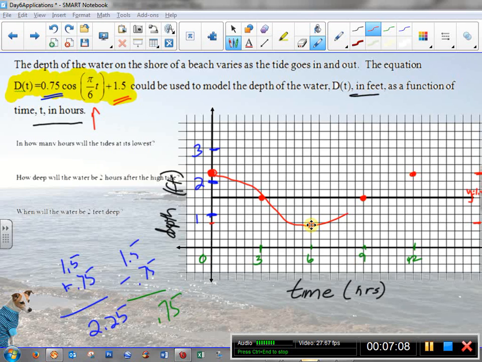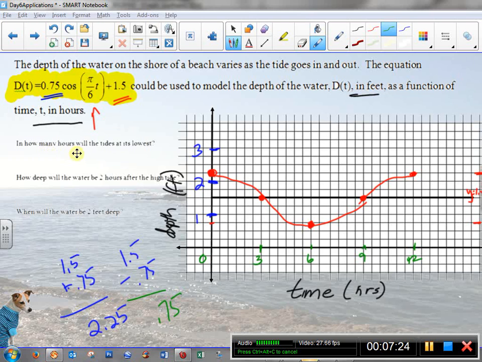Do your best to show the curvature, especially on the ends. It's kind of hard when it's stretched out like that. And that's nice. I have the curve drawn. That's what my tide looks like over the course of 12 hours. But now I've got some questions to answer. So let's see how I'm going to do this.